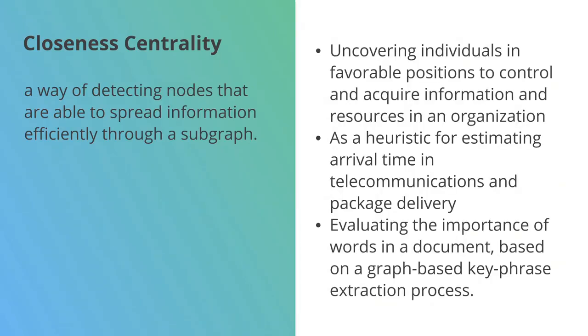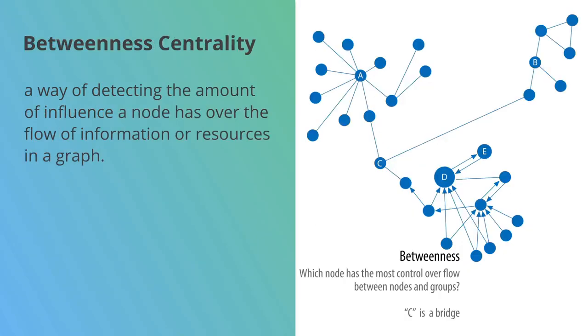This algorithm can be used to help detect individuals in favorable positions to control and acquire information in an organization, or it could be used as a heuristic for estimating arrival time in a package delivery network.